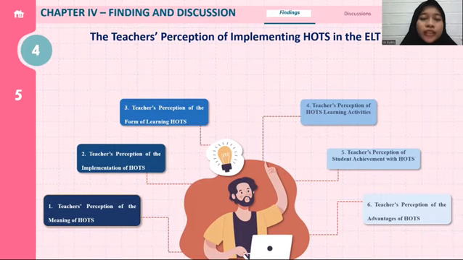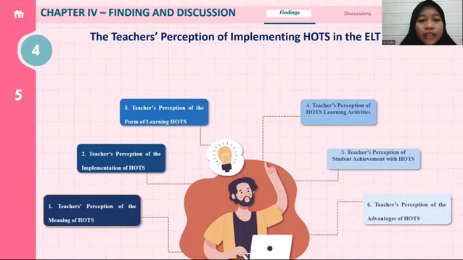Next one is teachers' perception of student achievement with HOTS. Based on the answer, teacher A said that the achievement of her students in using HOTS was increasing their language skills. This can be seen by the increase in the vocabulary, pronunciation, and grammar they knew. Students can also think critically by asking questions or providing input on learning materials. Meanwhile, the English teacher of class B said that the achievements of the students were not in the form of championships, but in the development of their English language skills.